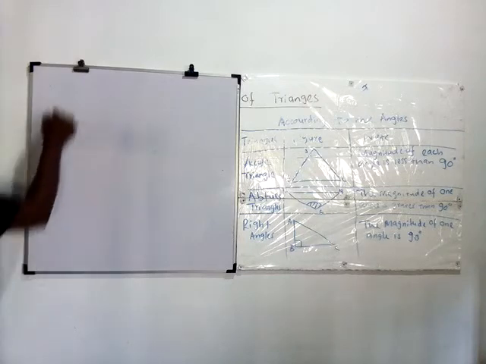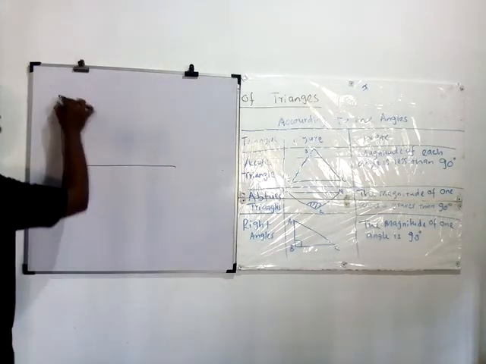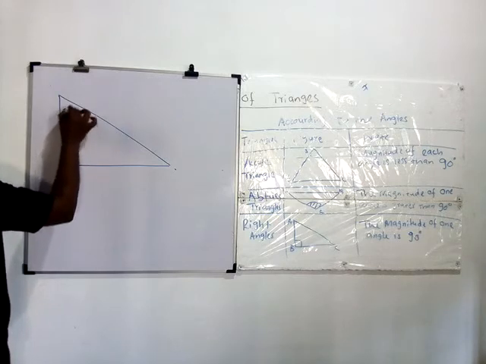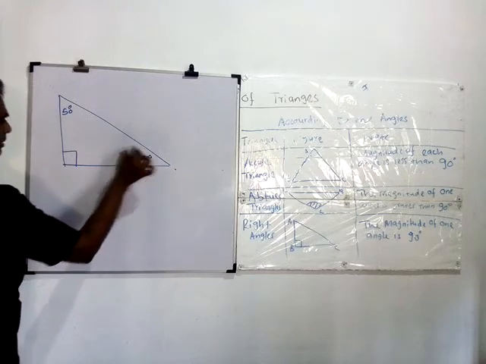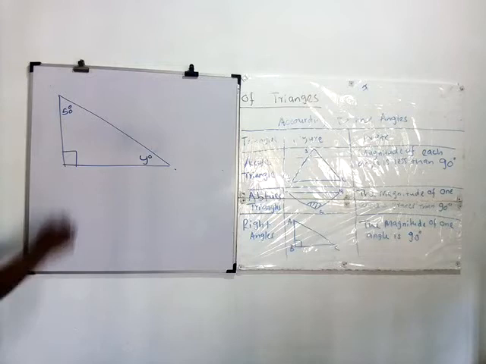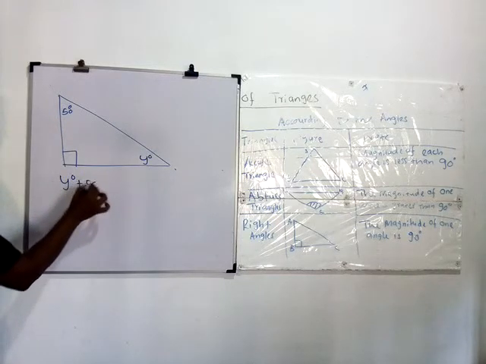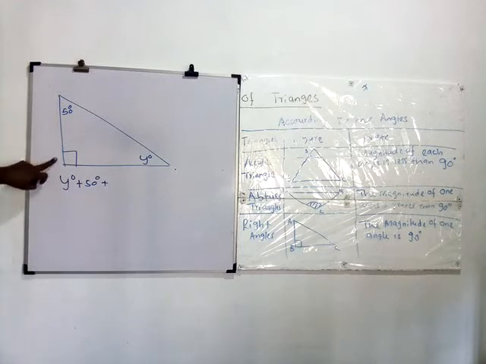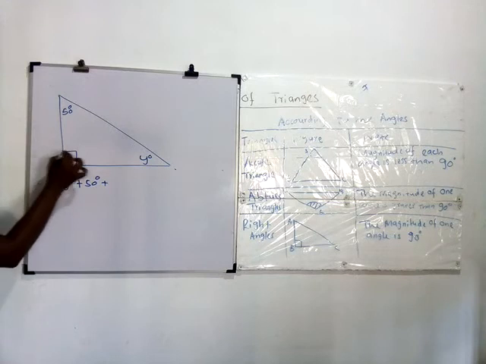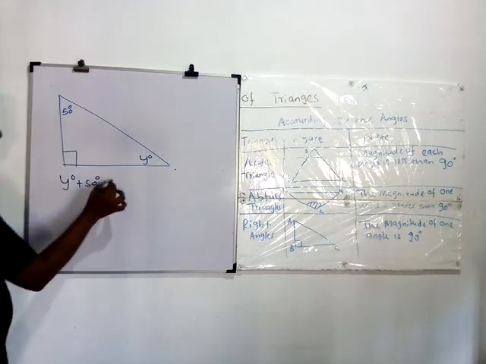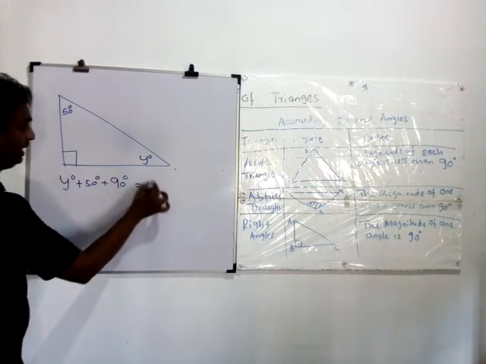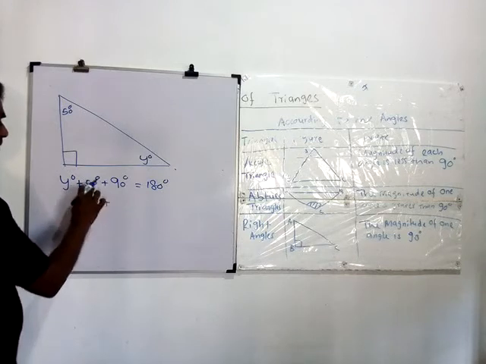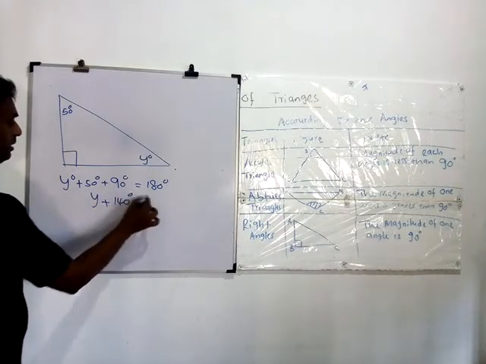Next one. I draw a right angle, and I put 50 degrees here. This is Y. I want to find Y. How do we find it? Y degrees plus 50 degrees plus this one. We already know that this mark is for the right angle, therefore it is 90 degrees, and the total equals 180 degrees. Now, second step: Y plus 50 plus 90, which is 140 degrees, equals 180.